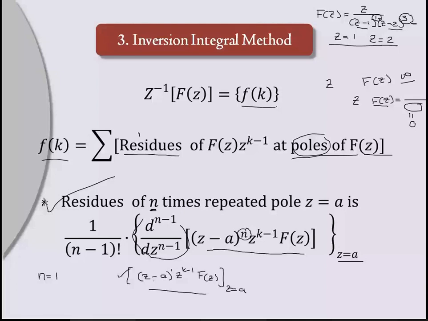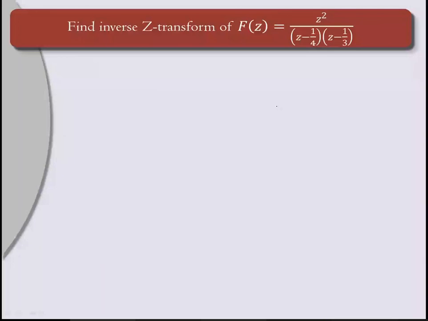Find the inverse Z transform of f of z equal to z square upon z minus 1 by 4 into z minus 1 by 3. Now the same problem we can solve by using the partial fraction method also, because if you look at the powers of z, here the power is 2. If you take one z common, the power becomes the same, and we can use the partial fraction. So the same problem can be solved by partial fraction method. Now we'll see how to make use of the inversion integral method.